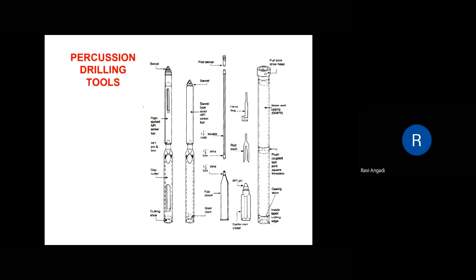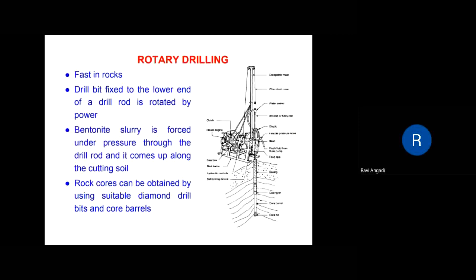These are the percussion drilling tools which are used to make a boring in a soil strata. These are just tools used to collect the samples. Coming to the next one, rotary drilling. This is also the same type we have discussed previously.